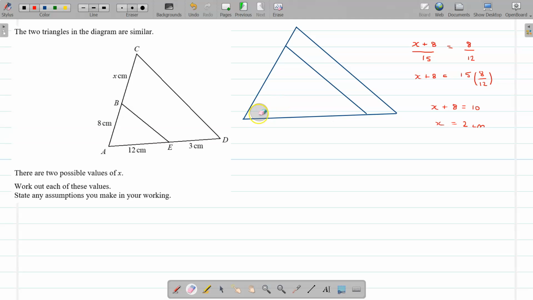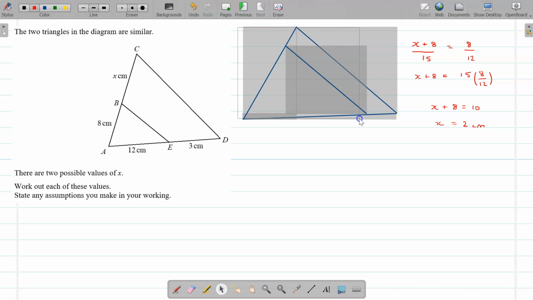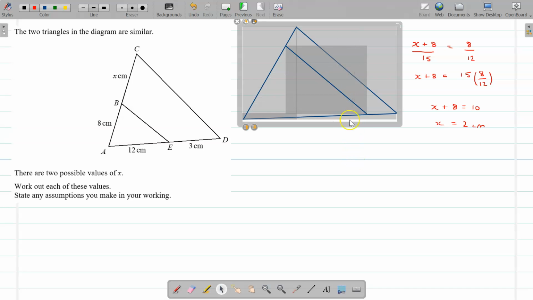So this angle stays in this corner, but the 12 goes up to where the 8 is, and the 8 comes down to where the 12 is. And this is what happens. And I'm going to try and draw it to scale because it's a lot easier to understand. So if I just highlight this triangle first, like that, that's the shape.